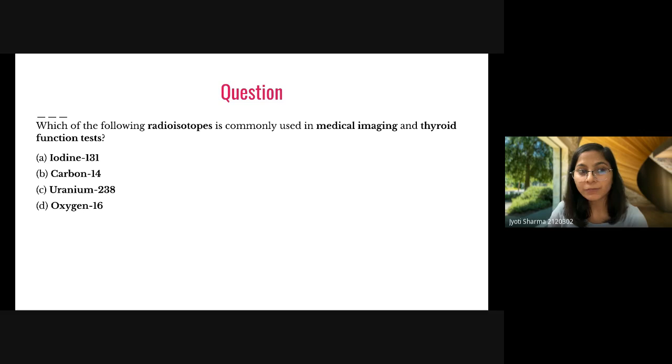Uranium is the fuel that we use to generate electricity. It is also used in atomic bombs. And oxygen 16 is a stable isotope. This is not a radioisotope. So the only option that we have is iodine 131. So A will be the right answer.